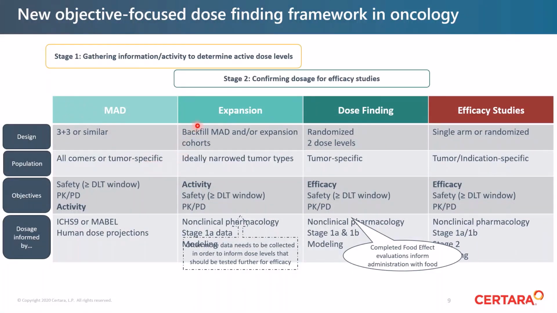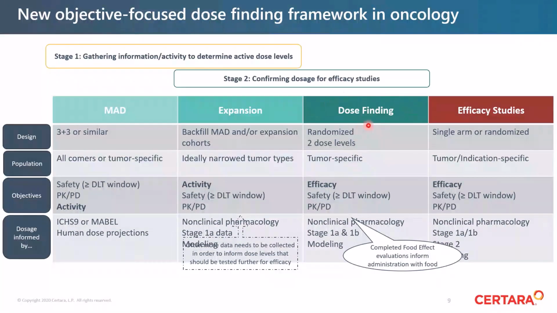This would be followed by an initial backfill or an expansion at a few different dosage levels, ideally in a more narrowed tumor population, in order to collect a little bit more data to inform dose levels that should be tested further for efficacy and safety. This now would be followed by a more definitive dose optimization study, comparing 2 or more dosages in a meaningful number of patients to characterize exposure response and dose response relationships, which will allow us to select the dose that is brought forward into registrational studies.